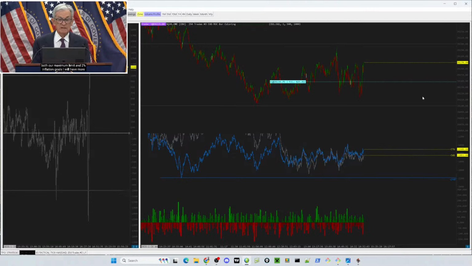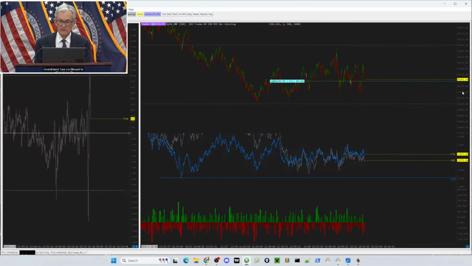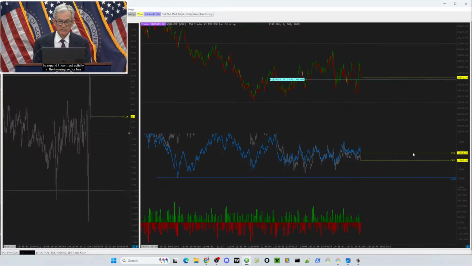Available indicators suggest that economic activity has been expanding at a solid pace. Consumer spending has been resilient, and business fixed investment has continued to expand. In contrast, activity in the housing sector has remained weak. The temporary shutdown of the federal government likely weighed on economic activity last quarter, but these effects should be reversed as the reopening boosts growth this quarter.